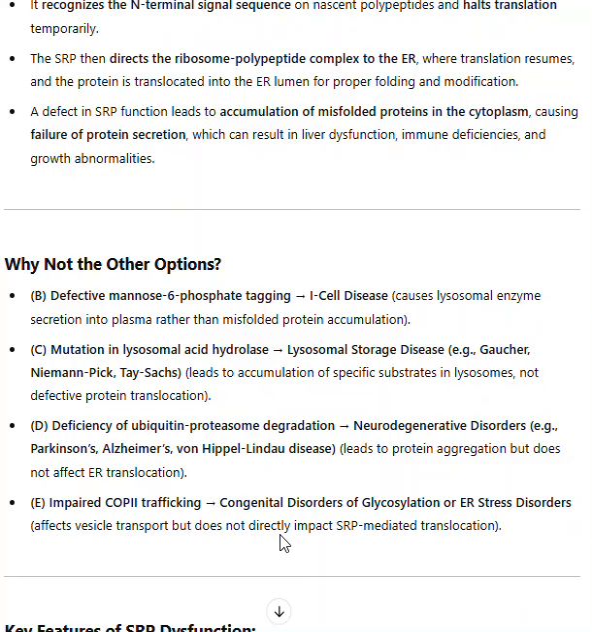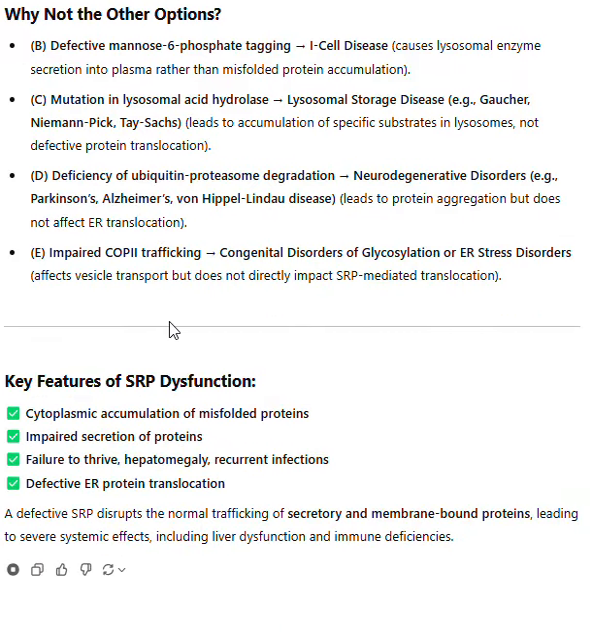Key features of SRP dysfunction: cytoplasmic accumulation of misfolded proteins, impaired secretion of proteins, failure to thrive, hepatomegaly, recurrent infections, defective ER protein translocation. A defective SRP disrupts the normal trafficking of secretory and membrane-bound proteins, leading to severe systemic effects, including liver dysfunction and immune deficiencies.